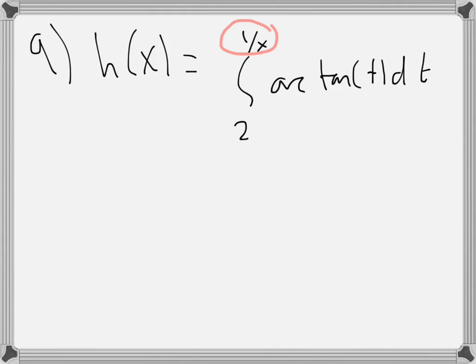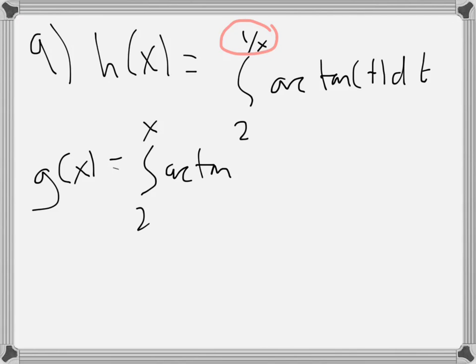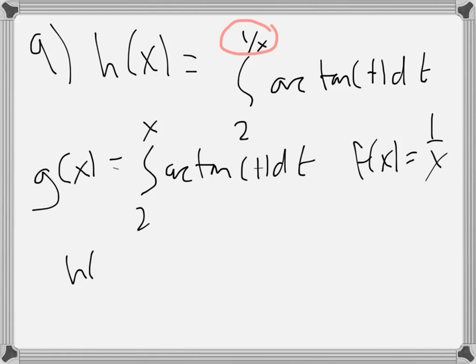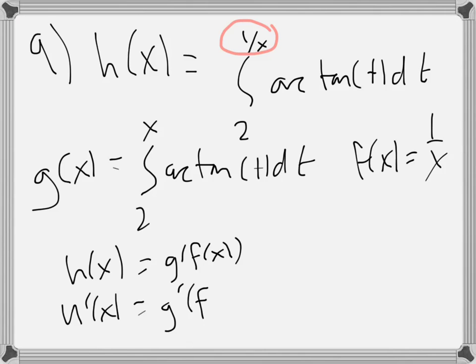However, we have 1 over x, so think of g of x as in the theorem as the thing you really want, which is the integral from 2 to x of arctan t dt. And so that's composed with another function 1 over x, right? We'll call that f of x. That means that h of x is g of f of x. Well, then I can take the derivative using the chain rule. So it's g prime f of x times f prime of x.